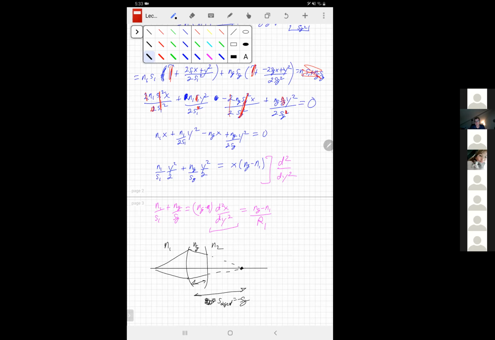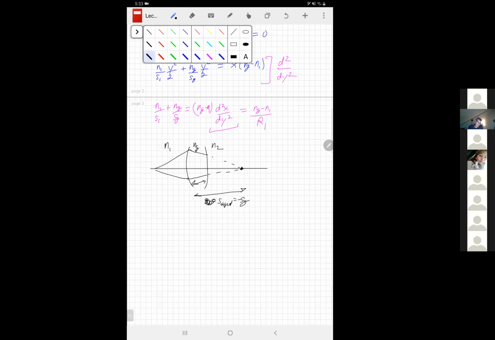For now, for the remainder of the 5 o'clock hour, maybe not even the full 5 o'clock hour, we're still dealing with thin lenses. We're going to relax that assumption by the end. But if we just leave that out, we've got an object at a distance minus SG.